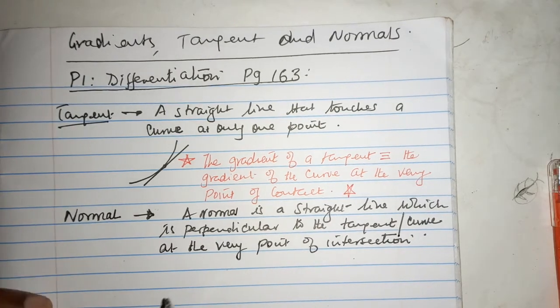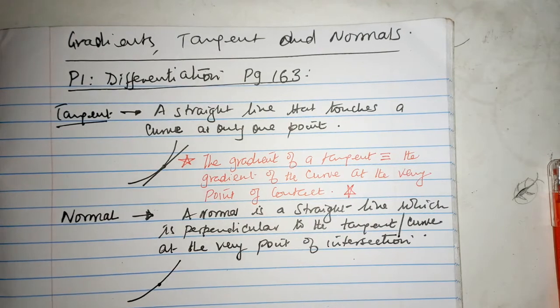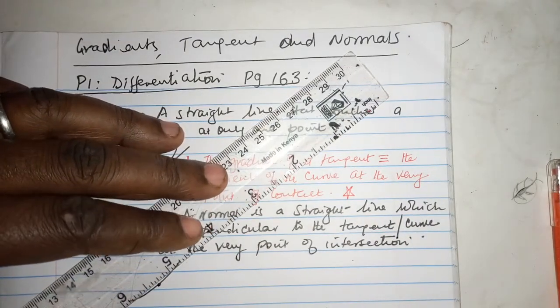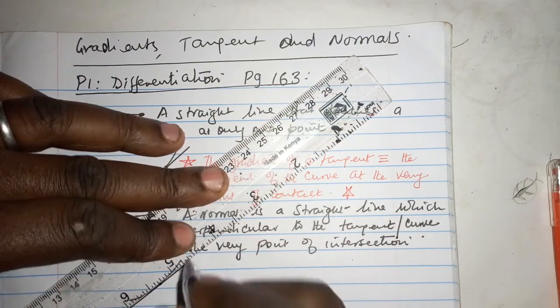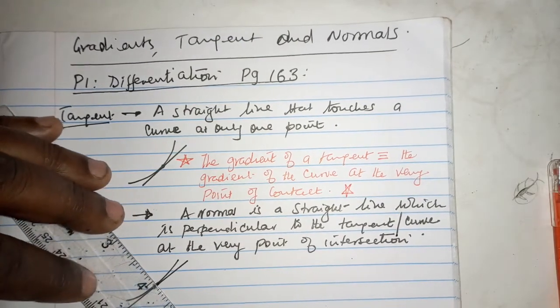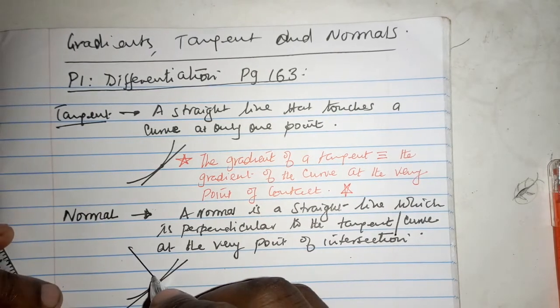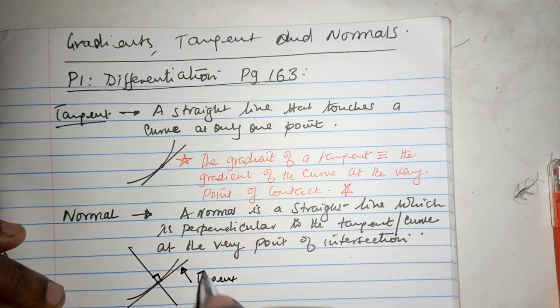So we are saying that if this is a curve and this is the tangent, there is a normal that is perpendicular to the tangent, and that is the normal. This is the tangent, and this is now the normal.